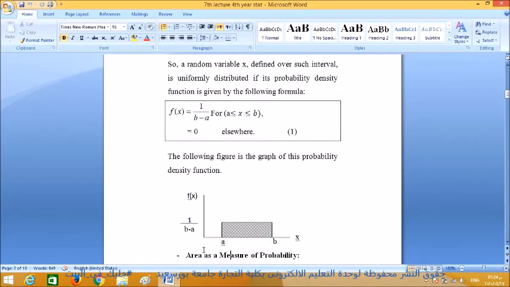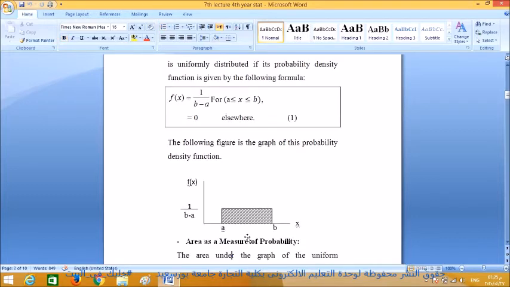Look at this figure. This is the height. The height at any point is constant. The height of the rectangle is constant, and this is the base. This is the base or the width of the distribution, the interval between a and b. So because the area of the rectangle equals 1, the height equals 1 divided by b minus a. 1, this area, divided by b minus a, the base or the width.